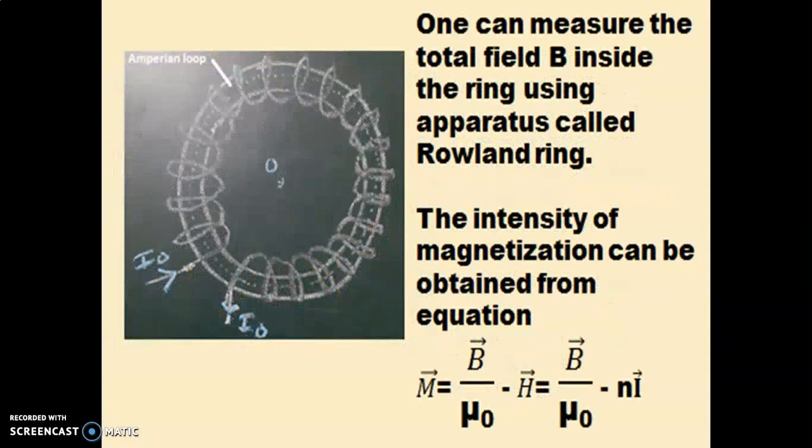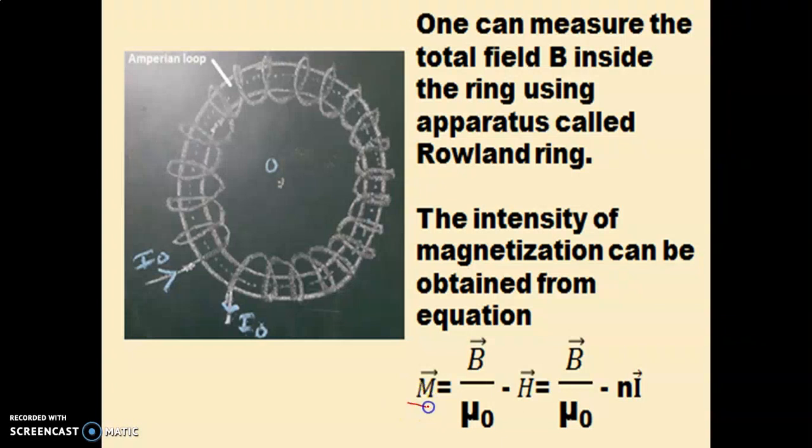One can measure the total field B inside the ring using an apparatus called the Rowland ring. This is a Rowland ring. This is the apparatus where we perform the experiment on hysteresis. The intensity of magnetization can be obtained from a relation we already know.